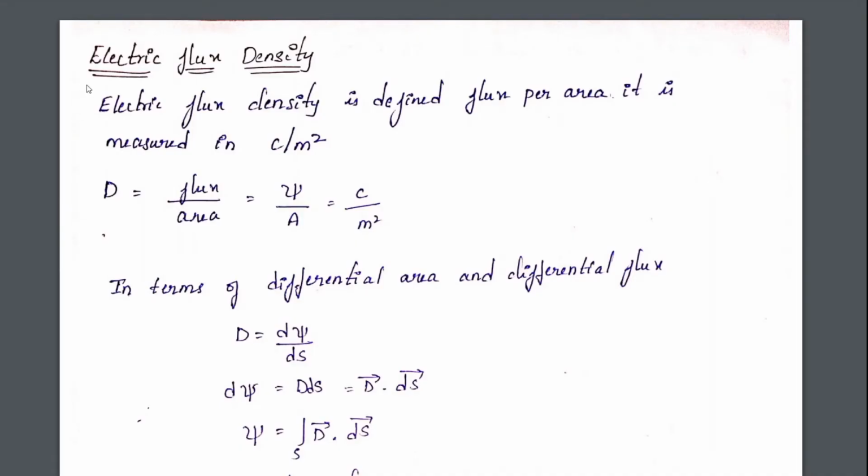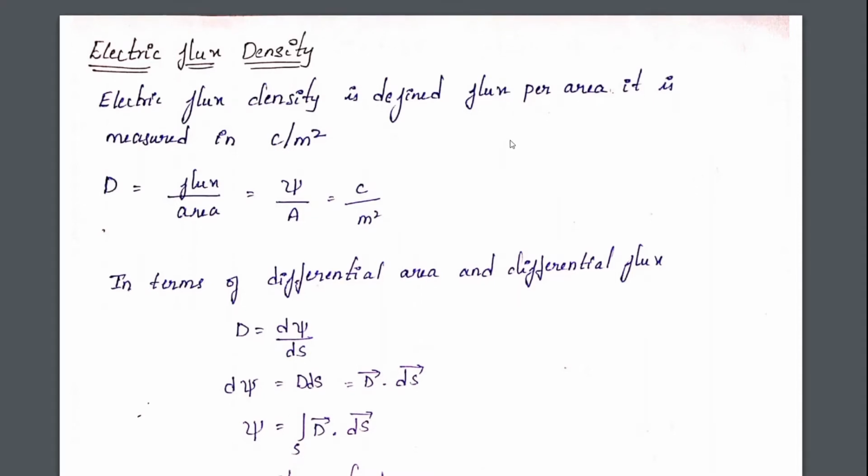Electric flux density. So what is this flux? You should know first. Flux is nothing but the amount of electric field that passes through a surface. Whatever the amount of electric field that passes through a particular portion or a surface is called flux. So once you know the meaning of flux, you can define electric flux density, which is denoted by capital D.